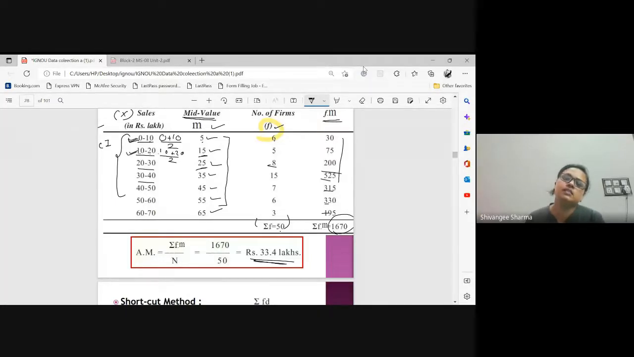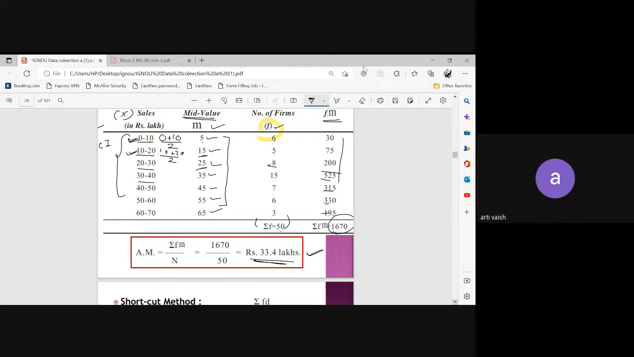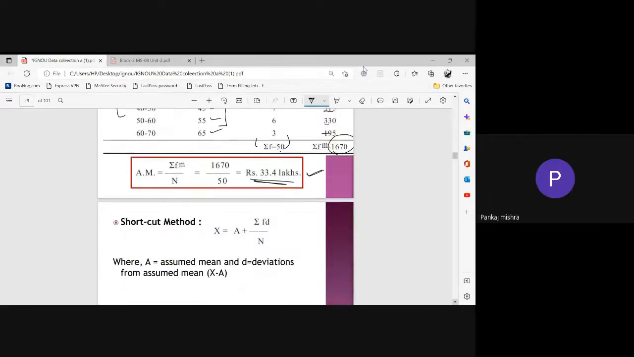So the representative value for all these 50 companies is, they are having an average sales of 33.4 lakhs, right? So this is how you calculate average for your grouped data, continuous grouped data. Is this clear to everyone? Yes, ma'am. Okay.